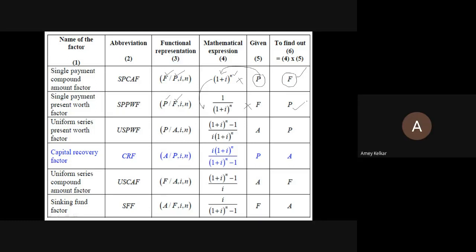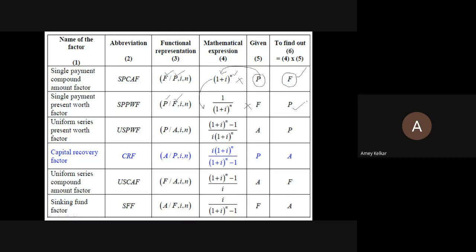It is with respect to interest and number of periods, and the mathematical expression is given by ((1 plus i) raised to n minus 1) divided by i times (1 plus i) raised to n. Here annuity is given, and we have to find out the present worth. Very good.